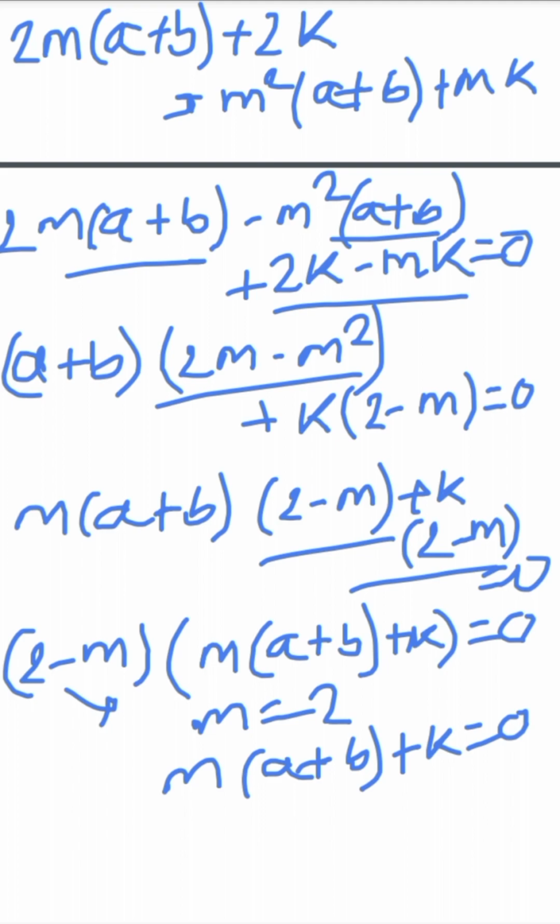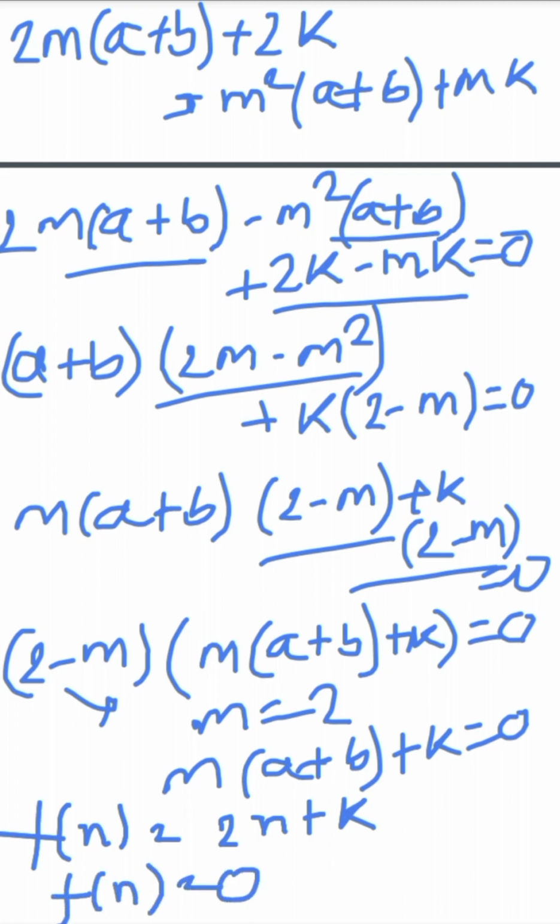So friends, if m equal to 2, then the function will be f(n) equal to 2n plus k, right? And if m(a+b) plus k equal to 0, then the function will be f(n) equal to 0, because basically n is taking a+b, just integer values. So for this case, the set of functions will be f(n) equal to 0, because a and b are both integers, so they can take any integer values, right? So these are the set of functions.